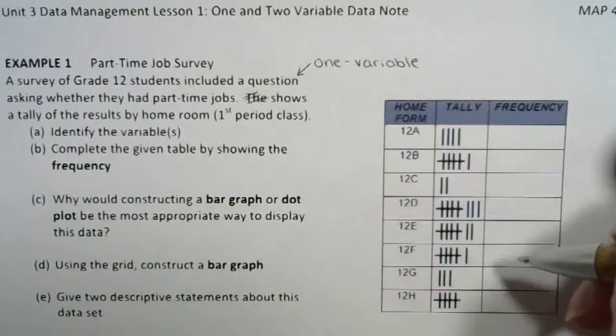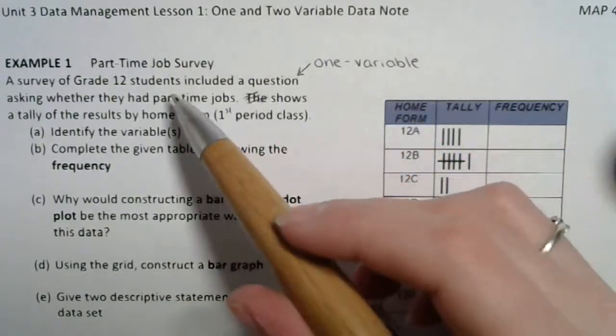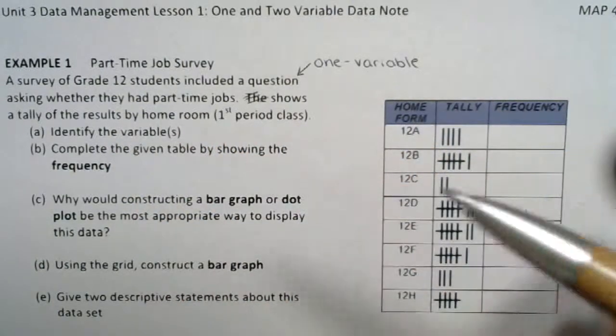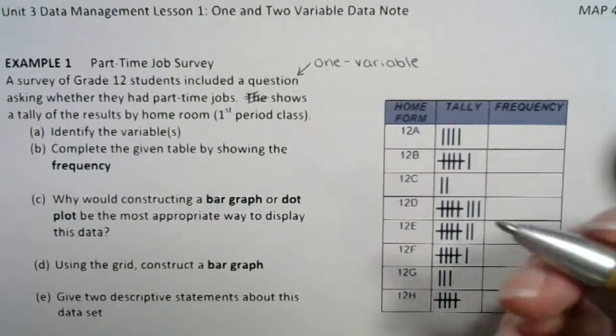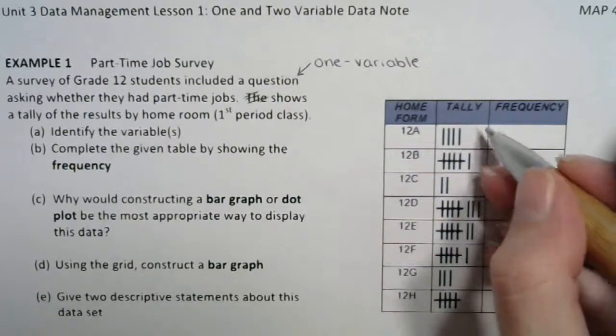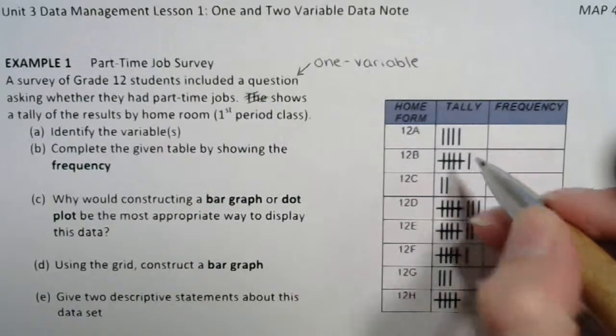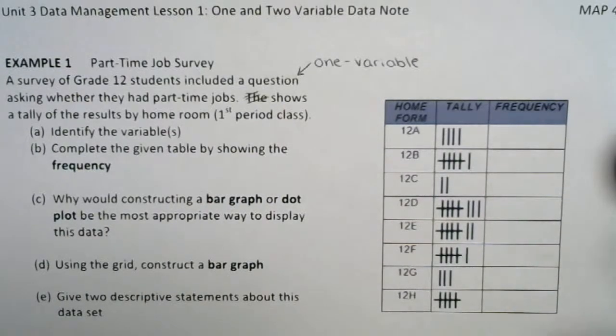So basically you would take this chart, and a student has gone to the grade 12 students and asked them, do you have a part-time job? And within each homeroom, they put a tick in this chart every single time someone said, yes, I have a part-time job.